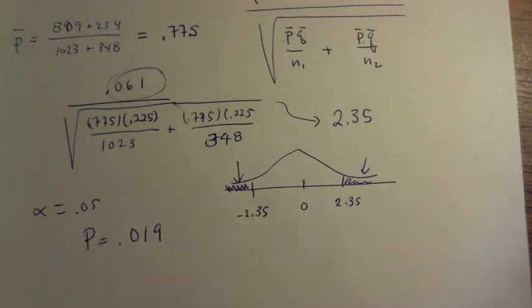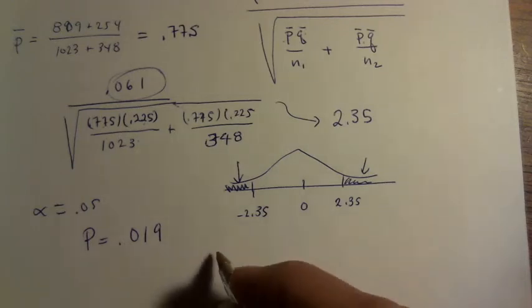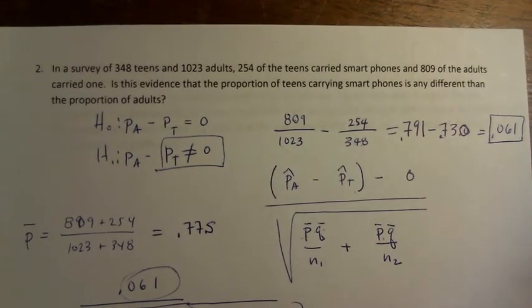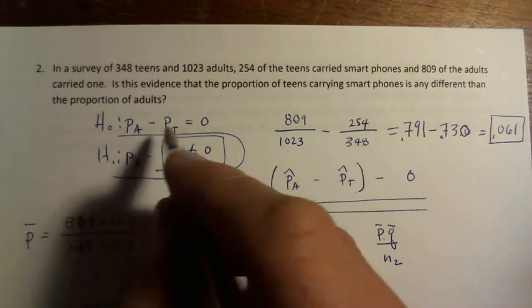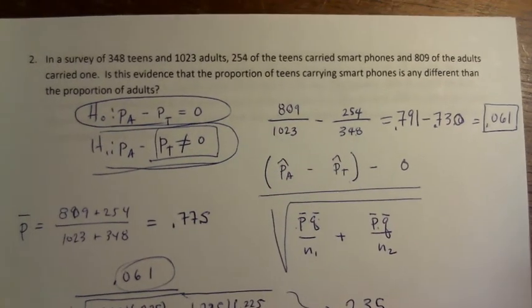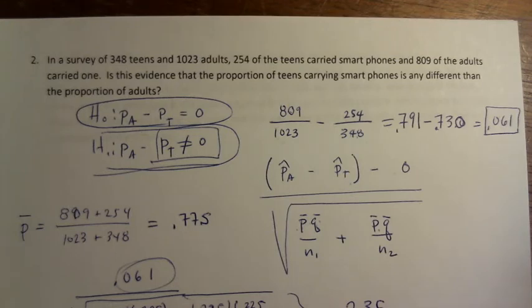So the p-value equals 0.019. Consequently that's below alpha, and this is enough evidence to reject the null hypothesis. We can reject the null hypothesis. So yes, there is evidence that teenagers and adults carry different proportions of cell phones.